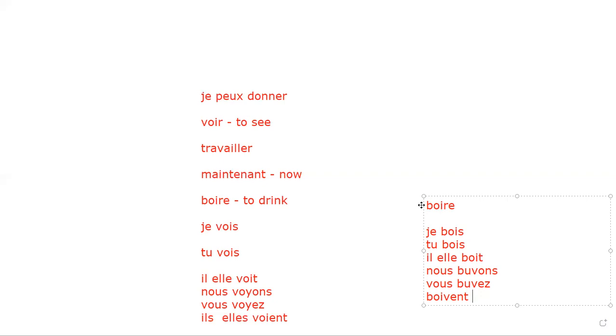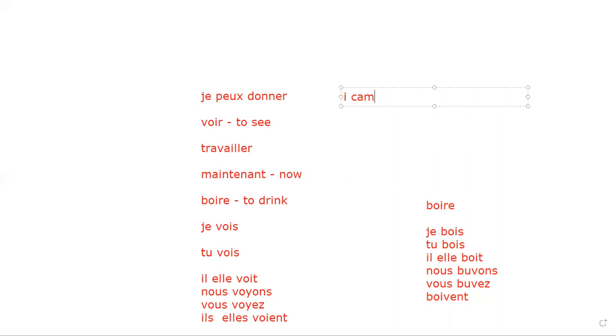So repeat after me. Vouloir, je veux, tu veux, il, elle veut. Nous voulons. Vous voulez. Ils, elles veulent. Now pen down one phrase.